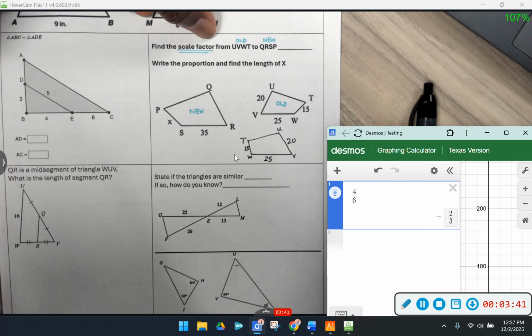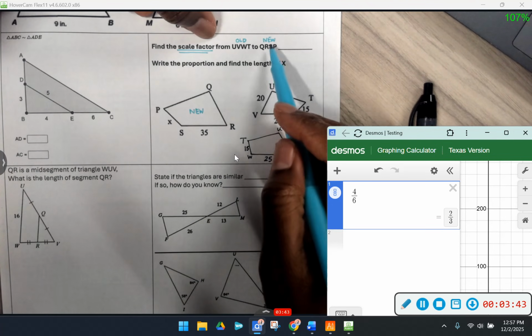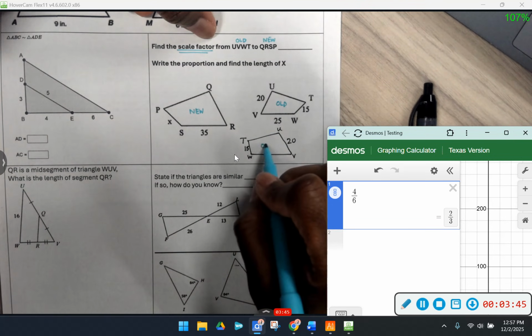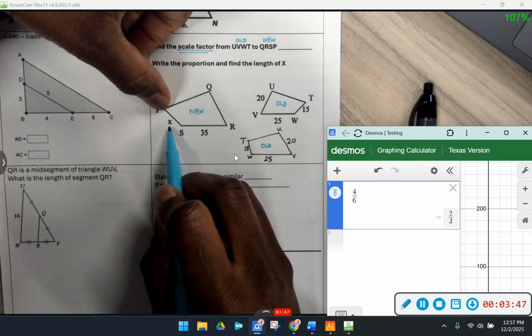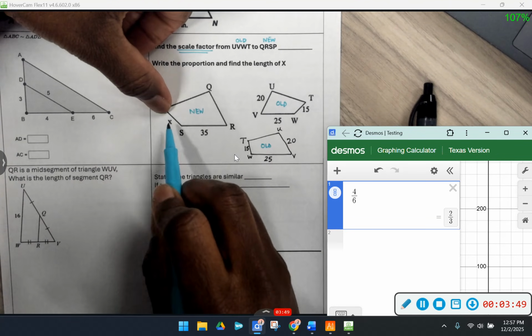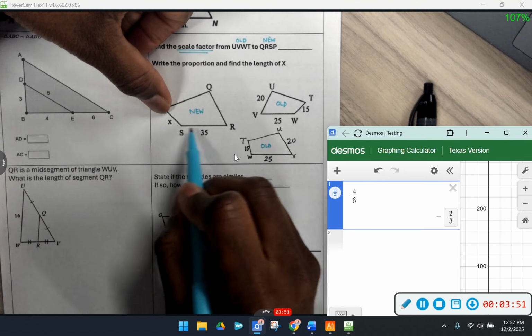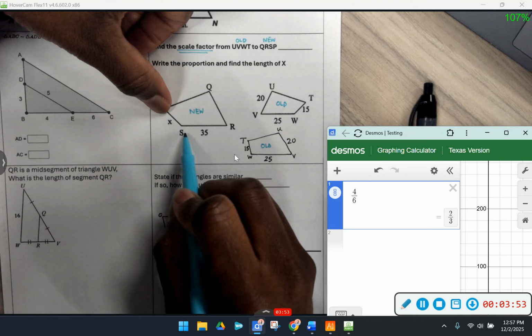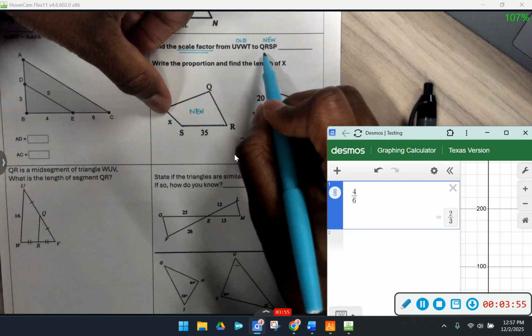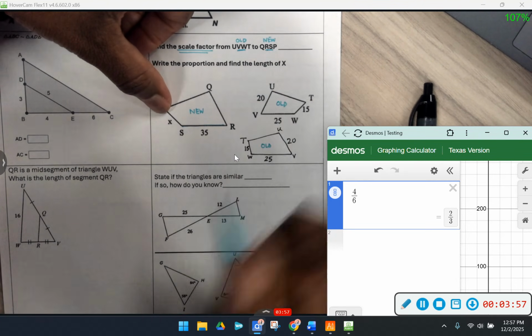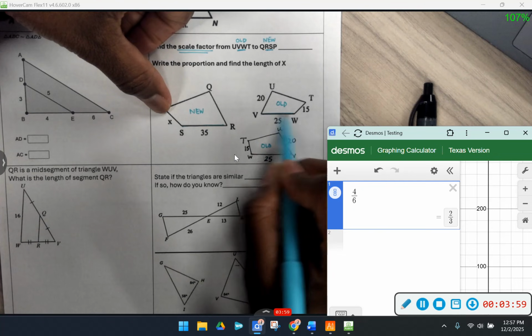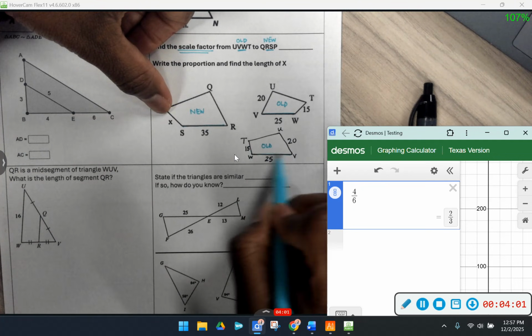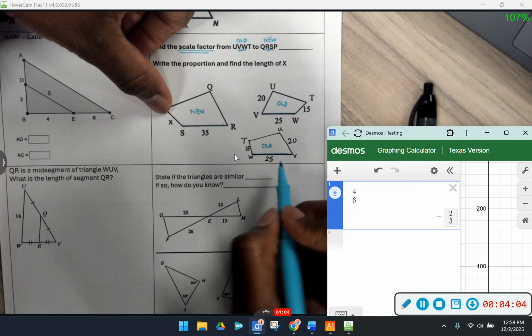So now I can find my scale factor. If you haven't done it yet, please be sure you put new over old. So pick a new side. It's not best to pick a side you don't know. Pick one that you know, okay? SR, and you can even look here. SR is the one that goes with VW, or if you already flipped it, VW. And new has to go over old.